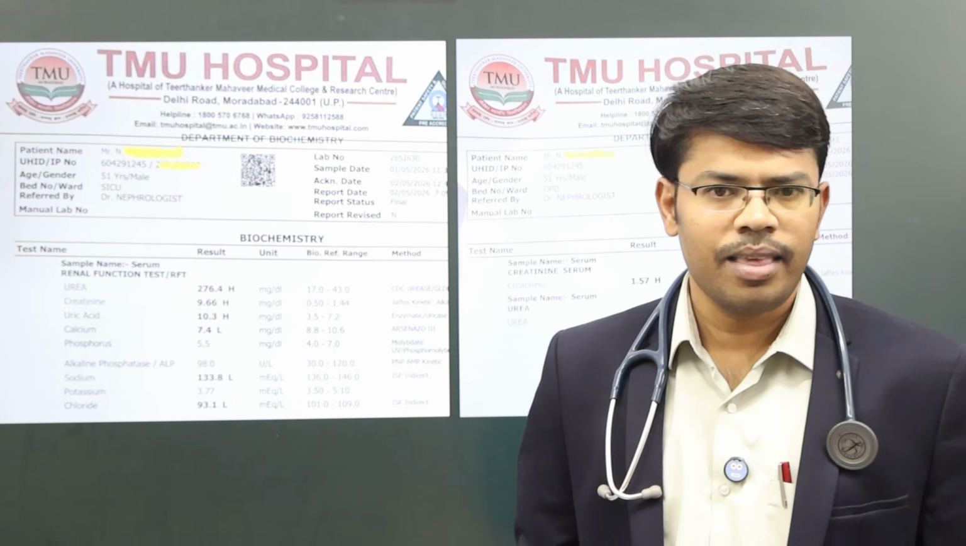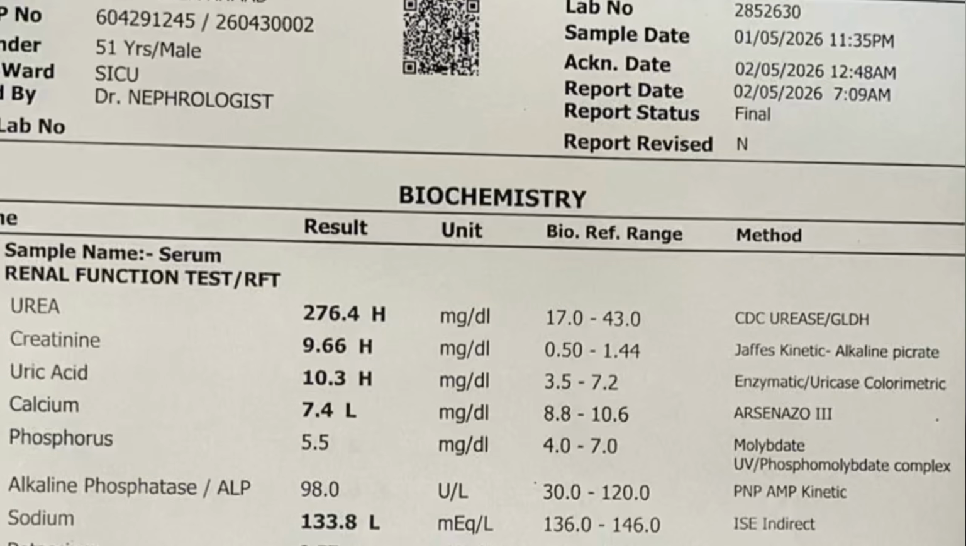how the creatinine in the range of 10 and urea in the range of 200 plus came to almost the normal range. The case discussion. Here you can see the patient is a 51-year-old male who presented with a sudden onset renal dysfunction. He had some history of fever, some NSAID or nephrotoxic drug was given, following which he went into anuria.